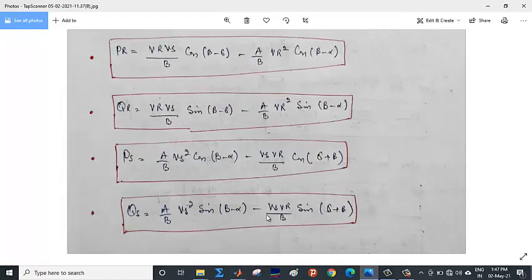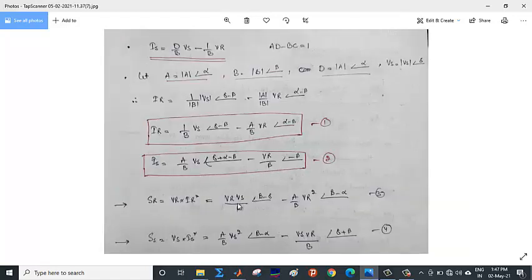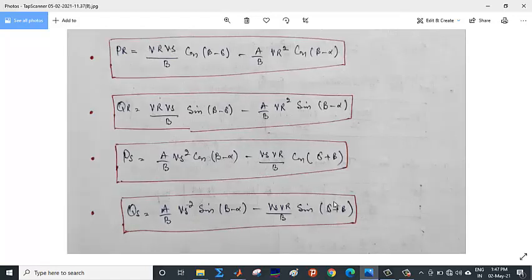When you try to write it in terms of the rectangular form, you will see we have a real part that is equal to Vs VR by B cos of beta minus delta minus A by B VR square cos of beta minus alpha, that will be equal to PR. Similarly, QR will be the imaginary part of the SR, that is equal to Vs VR by B sine of beta minus delta minus A by B VR square sine of beta minus alpha.